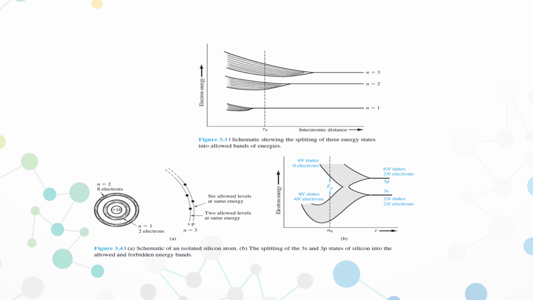The orbits in an atom are further divided into s, p, d, f orbitals. In silicon there are s and p, so we will be discussing only s and p. At n equals 3, there will be only s and p orbitals. In the figure you can see the splitting of the energy bands and the formation of the valence band and the conduction band. About the s, p, d, f orbitals we will be discussing in further lectures.